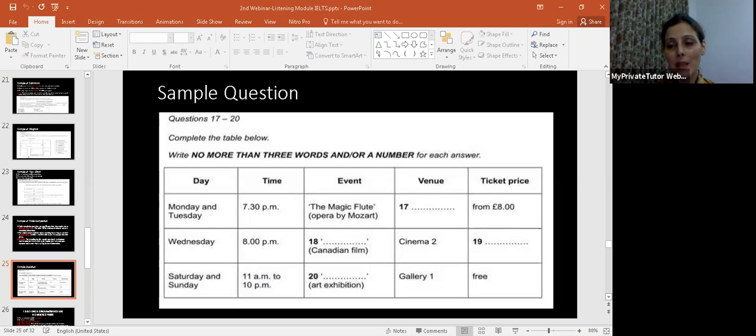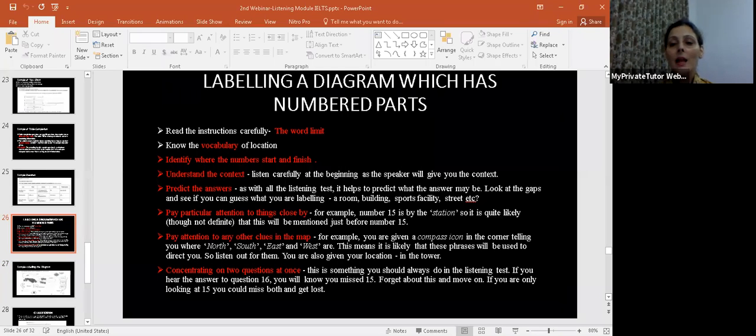And then you will be able to go with that audio and fill in the answers on your question papers first. At the end, 10 minutes will be given to you to shift your answers. Labeling a diagram which has numbered parts. How are you going to label diagrams? Word limit, follow the word limits. Here again, the same instructions of the questions must be followed.